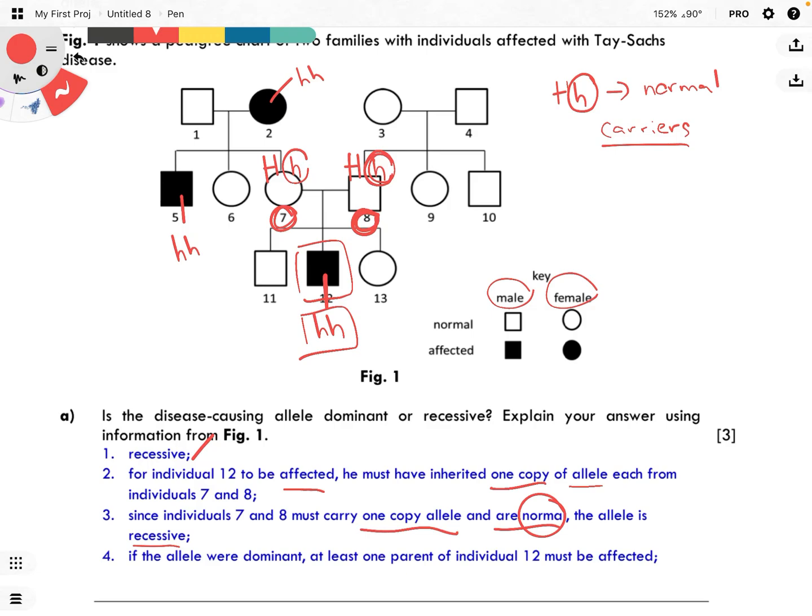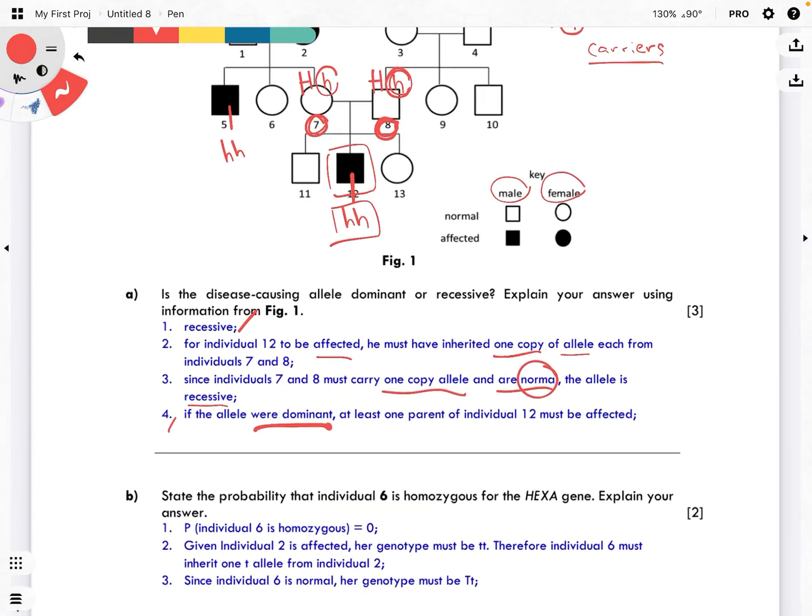Okay, so the fourth point you could try to add also: consider adding, if the allele were dominant, at least one parent of individual 12 must be affected. Which makes sense, right? If it were dominant, at least one of the parents would have to be affected. Yet that's not what we see. So this is one suggested answer that you can give.